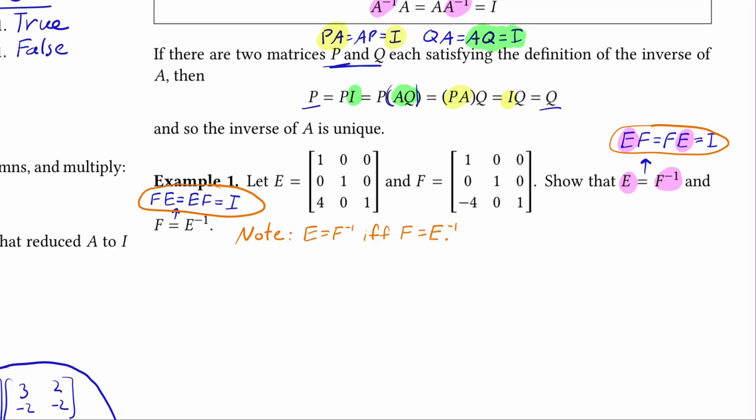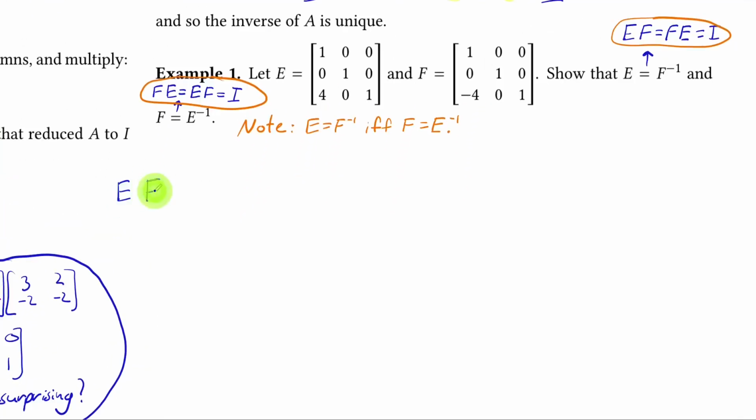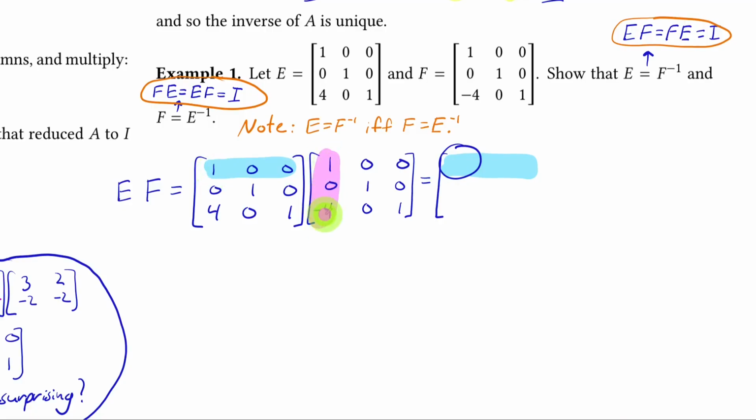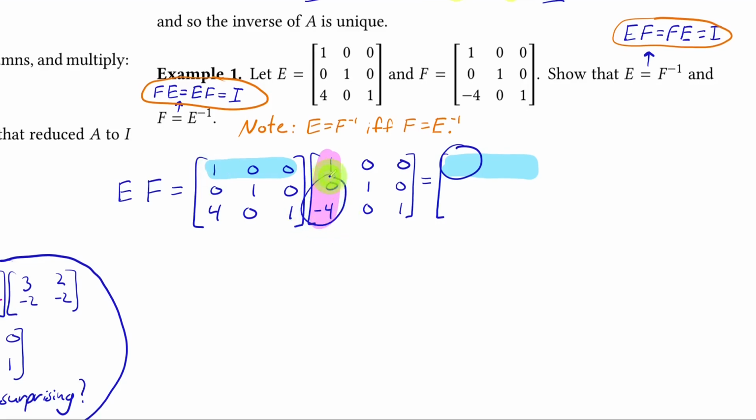So anyways, let's multiply it out and see what happens. Let's think about the first row of this result. For the first entry here, we're going to be using row 1 of E and column 1 of F. And you can see that the only place there's a non-zero number in this row is the first thing. So the 0 and the -4 don't matter. So you just get 1 here.